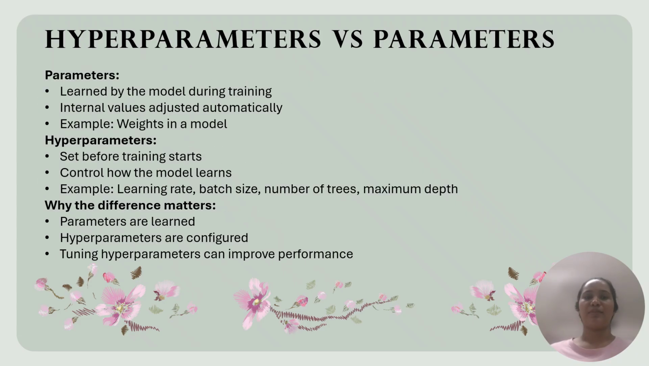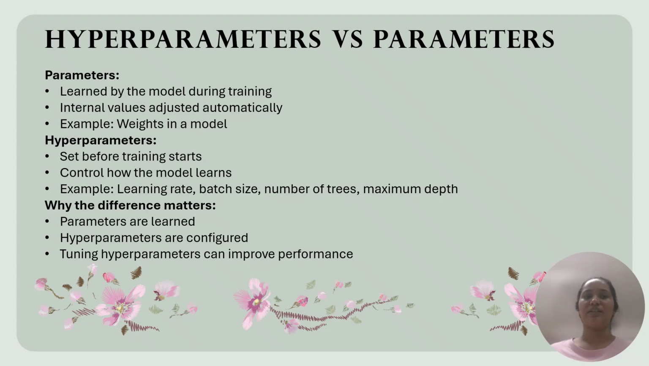Now, let's explore an important concept, which is the difference between parameters and hyperparameters. Although these terms sound similar, they serve very different purposes in the training process. Let's begin with parameters. Parameters are the values that the model learns automatically during the training. As a model processes data and makes predictions, it continuously adjusts these values to reduce errors and improve accuracy.